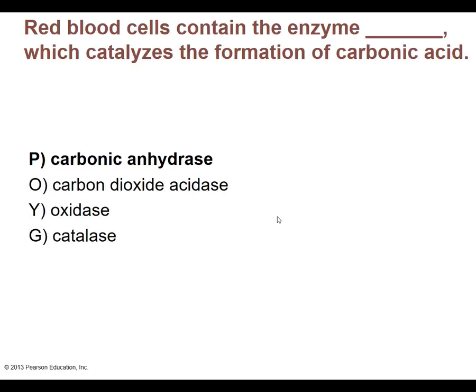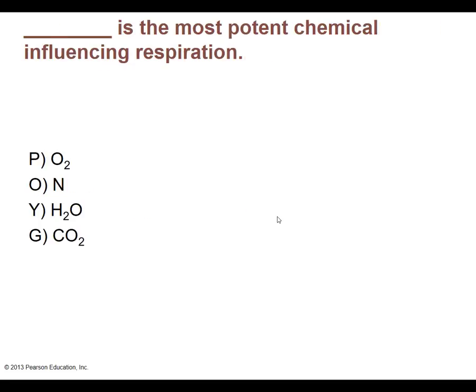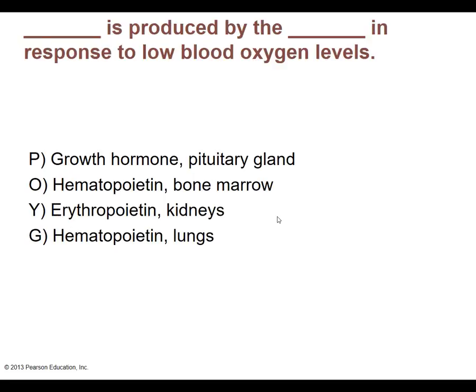The most potent or powerful chemical that influences respiration, I hope you get it, carbon dioxide, is the most important chemical that influences respiration. This is produced by the what in response to low oxygen levels? Erythropoietin. It is the hormone produced by the kidneys. Most people don't think kidneys have anything to do with the cardiovascular system. They do, because they provide the hormone that says we need more red blood cells.